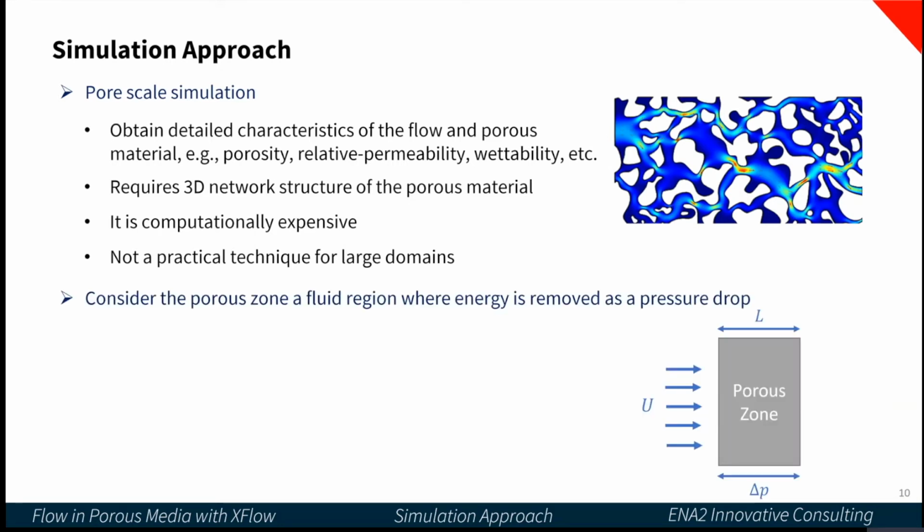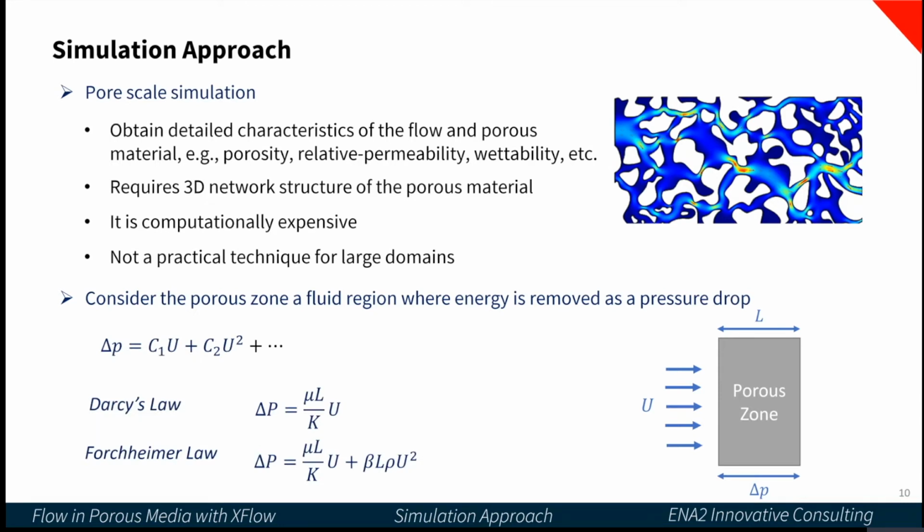For large domains, however, we use another technique, where we consider the porous zone as a fluid region where energy is removed as a pressure drop. So we consider the whole porous medium as a porous zone, which is a fluid region. However, in this fluid region, we have a pressure drop term that usually is a polynomial of the first or second order. For example, Darcy's law uses a first order polynomial with respect to velocity, and Forchheimer's law uses a second order polynomial.